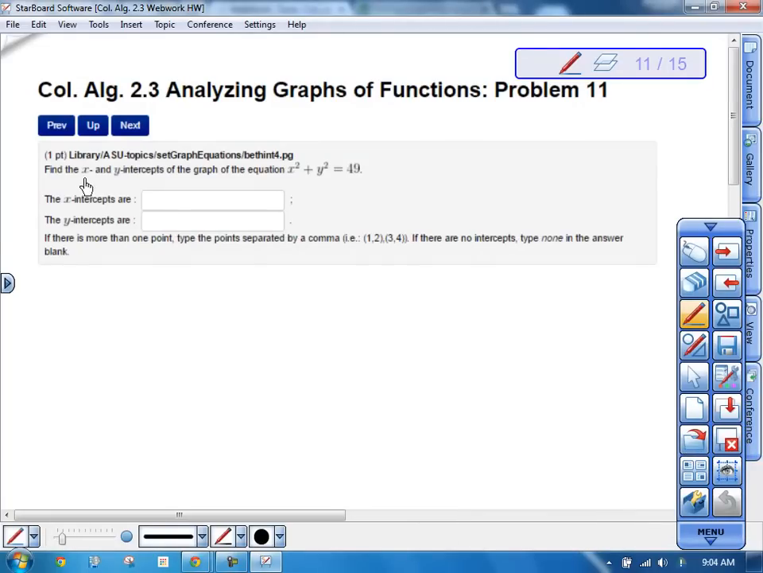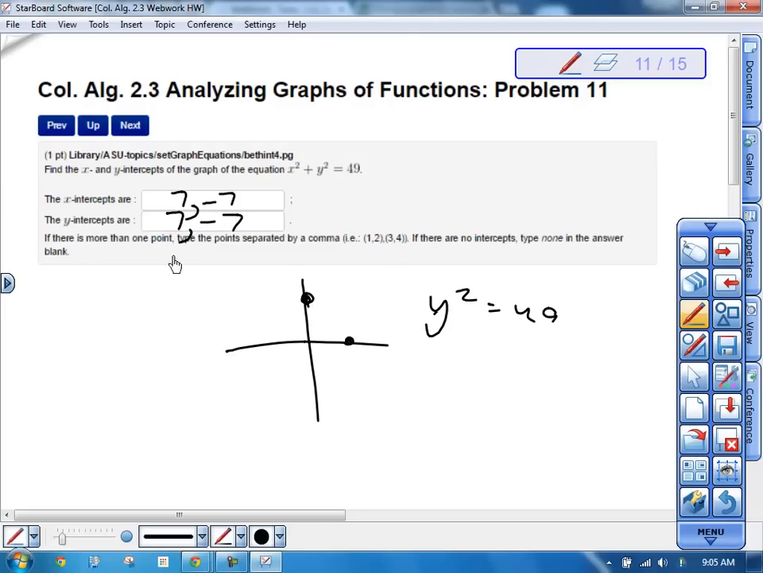All right, the next one wants us to find the x and y intercepts of this. X and y intercepts are easy to find because an x-intercept is wherever y is 0. So plug in 0 for y, you get x squared equals 49. Square root, that's plus or minus 7. So the x-intercepts are plus or minus 7. And the y-intercepts are easy to find as well. It's where x is 0. Plug in 0 for x, and you get y squared equals 49. So once again, that'd be plus or minus 7.